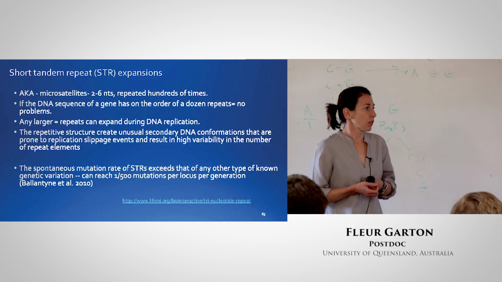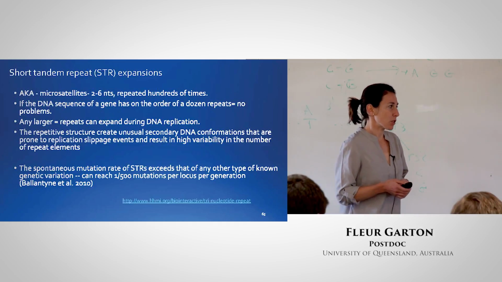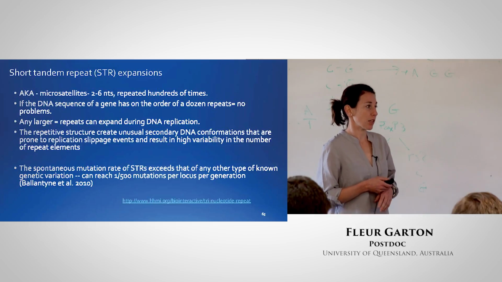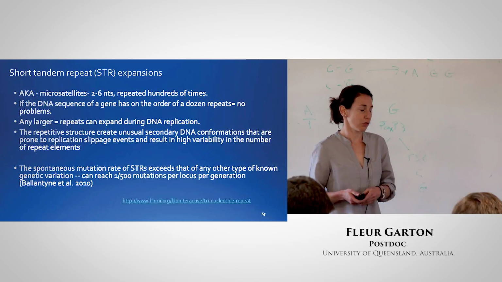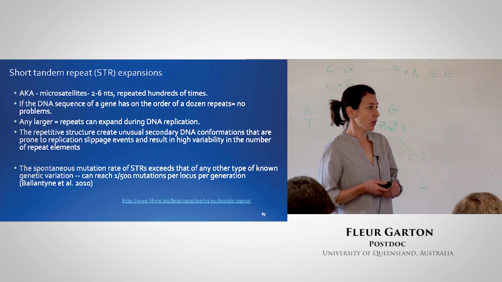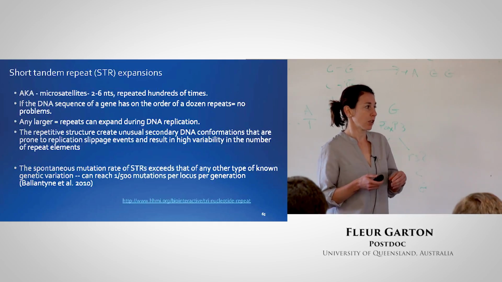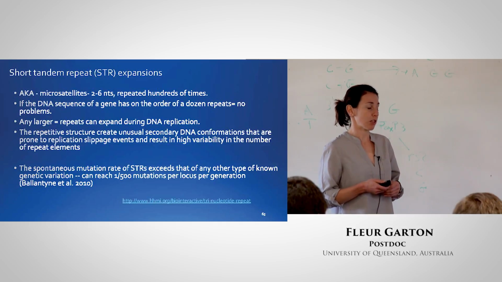So the spontaneous mutation rate of these short tandem repeats exceeds that for any type of known human genetic variation. So this can reach 1 per 500 mutations per locus per generation.